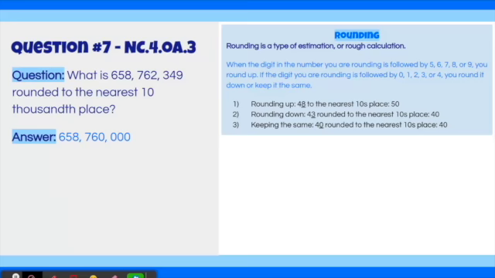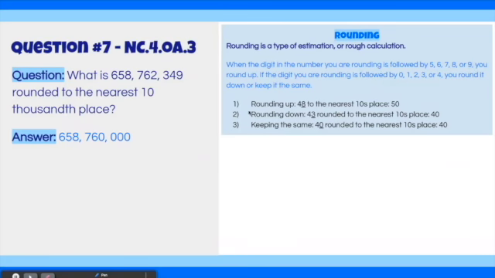This question focuses on something called rounding. Rounding is a type of estimation or rough calculation. When the digit in the number you're rounding to is followed by a 5, 6, 7, 8, or 9, you round up. If the digit you are rounding to is followed by a 0, 1, 2, 3, or 4, you round it down or keep it the same.